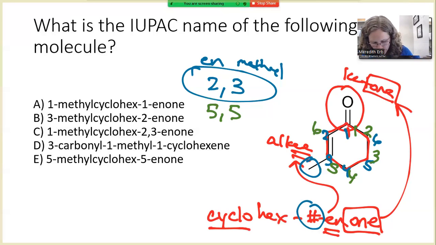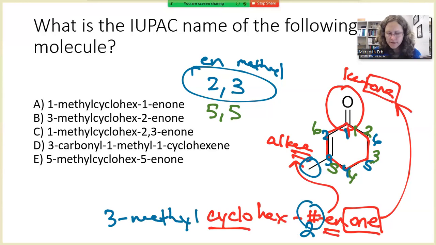All right, so we know that this should be a 2 in front of that EN in order to indicate where it's at. And then we have that methyl group on the 3. So we can add that in, 3-methylcyclohex-2-en-one. When you're naming the alkene, you don't have to put locants on both carbon atoms of the pi bond. You just need the first one. That's why we use 2 in the parent name. So let's take a look at our answer choices. There's only 2 that start with 3. And the only one that makes sense based on our parent name is answer choice B.